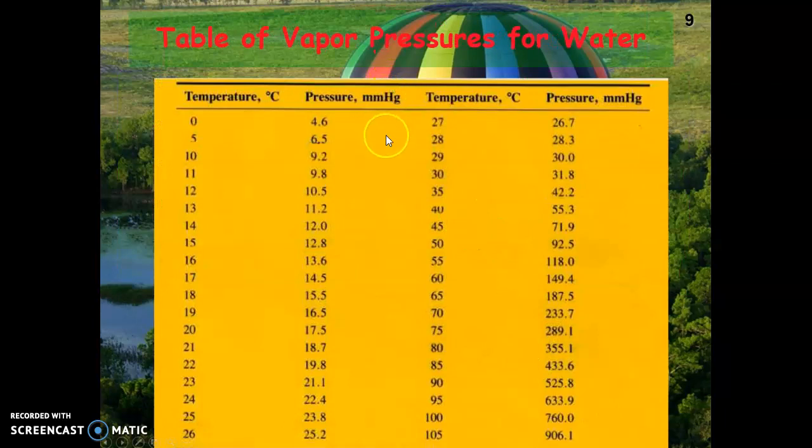So here's this chart, and there are lots of these out there. This one happens to be in millimeters of mercury. You can find them in atmospheres as well. Based on the temperature, you can look up the vapor pressure of the water.